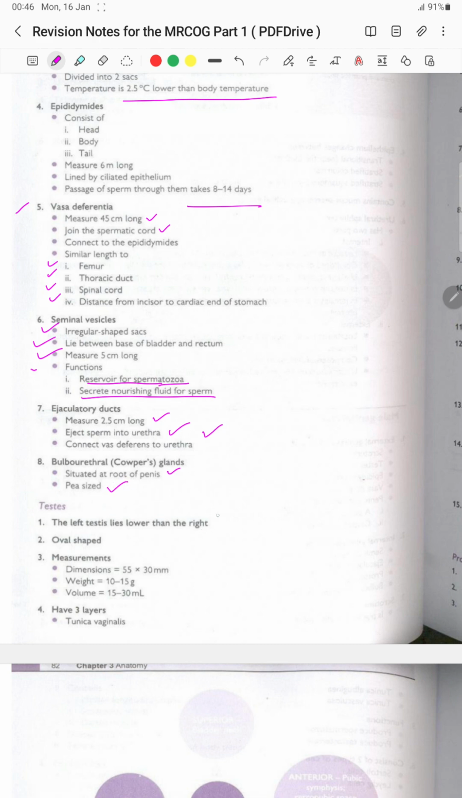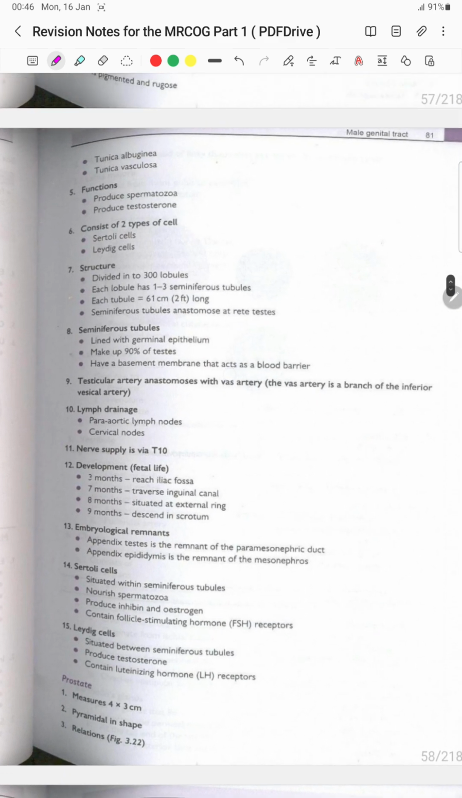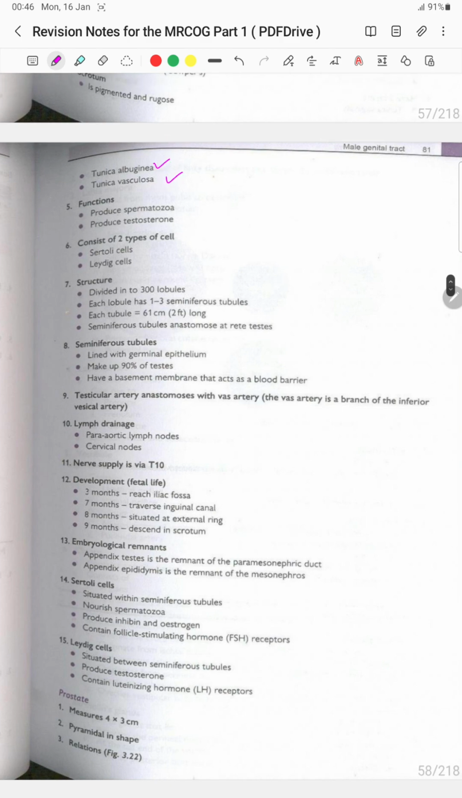Testes: the left testis lies lower than the right and is oval shaped. Its dimensions are 55 by 30 mm, weight is 10 to 15 grams, and volume is 15 to 30 mm. It has three layers, the tunica vaginalis, the tunica albuginea, and the tunica vasculosa. Its functions are that it produces spermatozoa and produces testosterone.